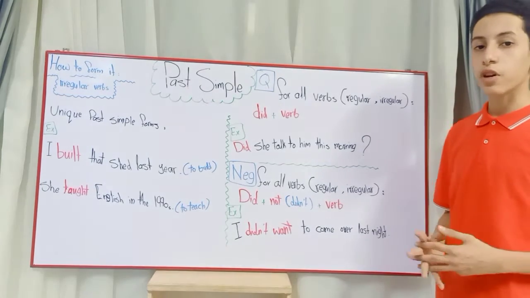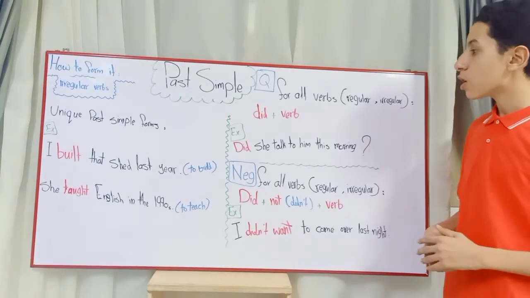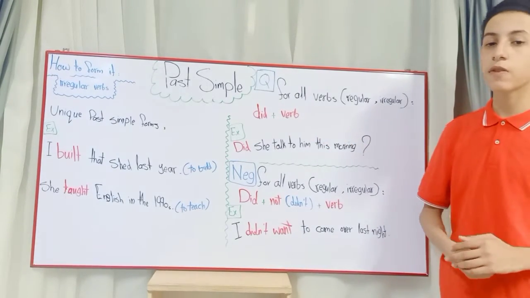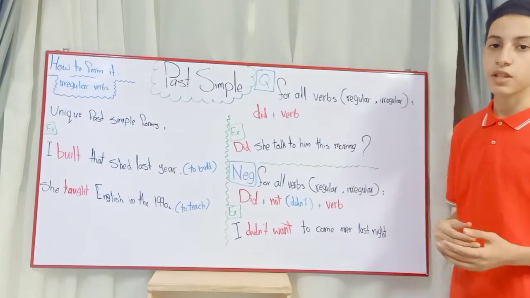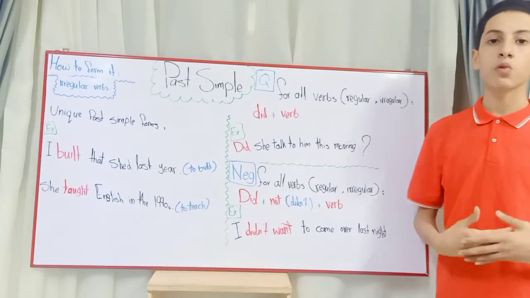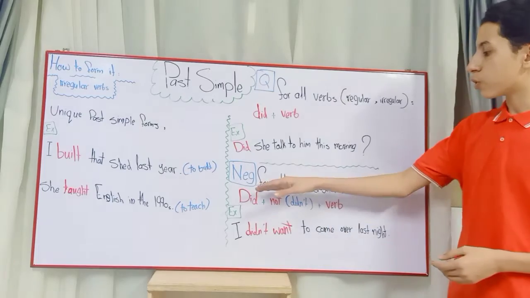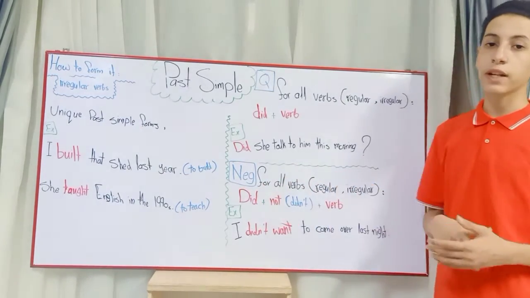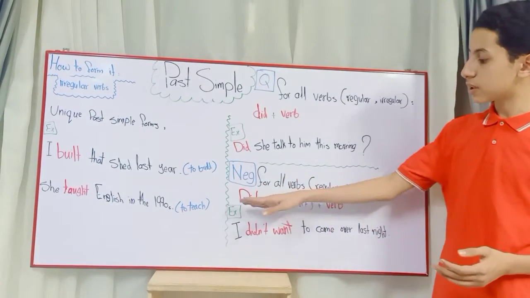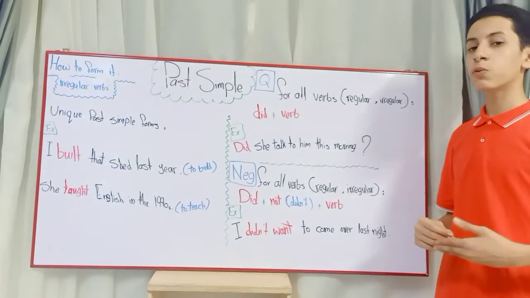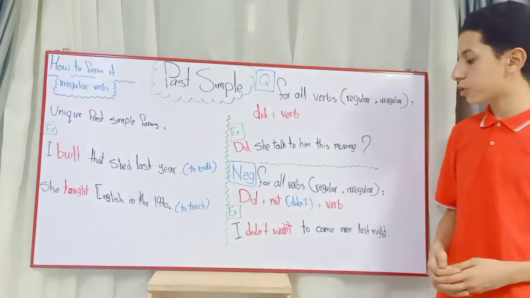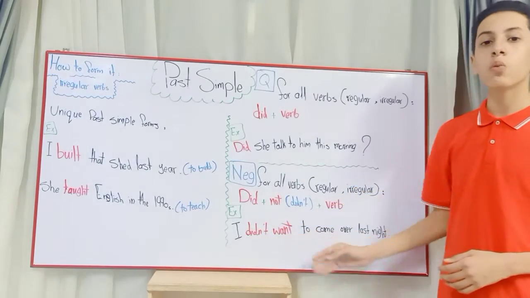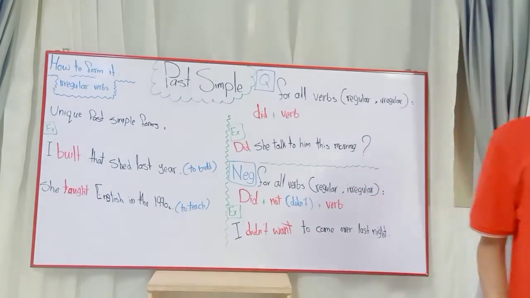So with all the verbs, regular and irregular, we put did plus the infinitive form of the verb. For example, did she talk to him this morning? And with the negative form with all the verbs, regular and irregular, we put did plus not, which we can contract into didn't, plus the infinitive form of the verb. For example, I didn't want to come over last night.